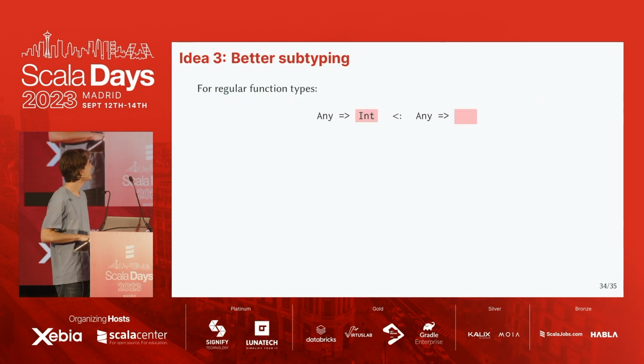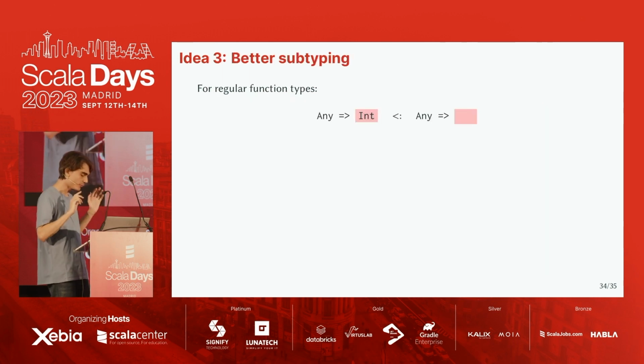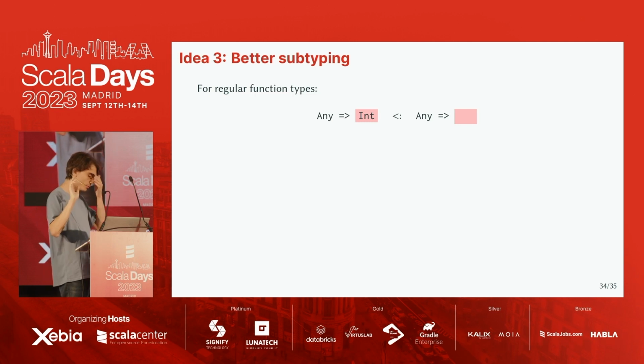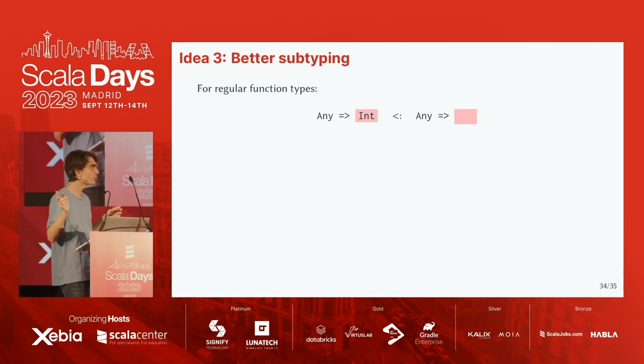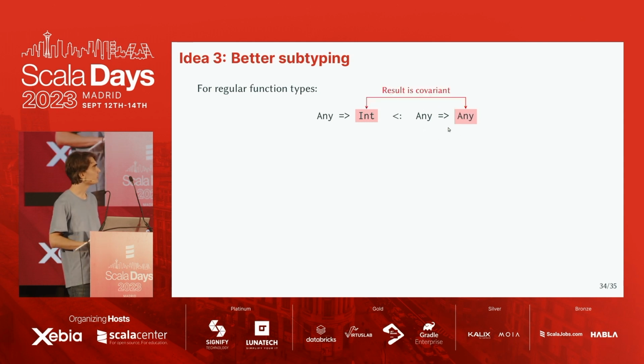And then yeah, the last idea I want to discuss is a much simpler, more natural thing that's missing from the current implementation of polymorphic functions. If you ever use them, you've probably run into it actually. It's the lack of natural subtyping. So with regular function types, as you're familiar, the result type can vary. So here I have a function from Any to Int. I can pass it to something which expects a function from Any to Any.